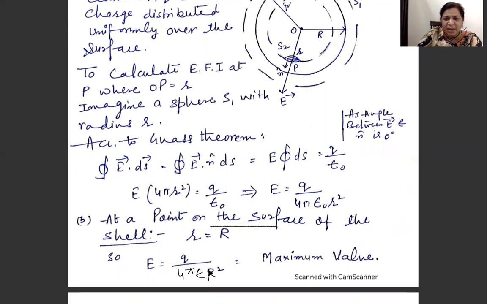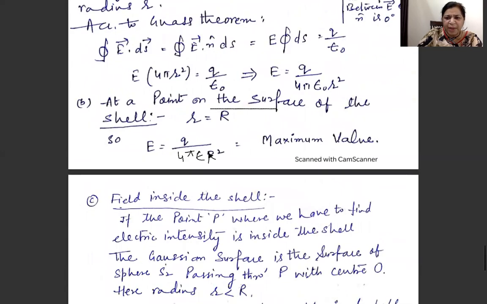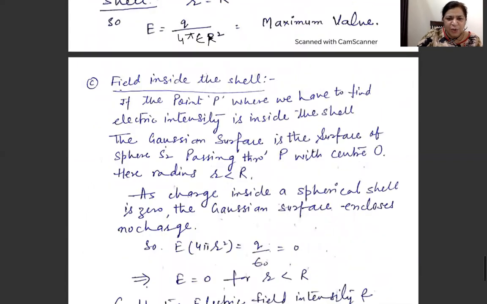This is the area vector. Because E and n have the same direction, we can write this as E times the surface integral of dS, that is equal to Q by epsilon naught. By putting the value of the surface integral of dS, which is 4 pi r square, we get E is equal to Q divided by 4 pi epsilon naught r square. If we want to calculate the value at the surface, then r is equal to capital R. So E will be equal to Q divided by 4 pi epsilon naught R square, and this will be the maximum value.